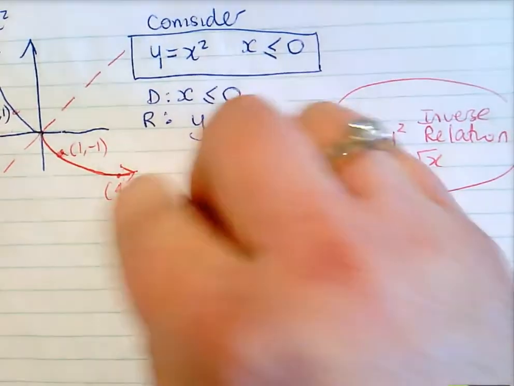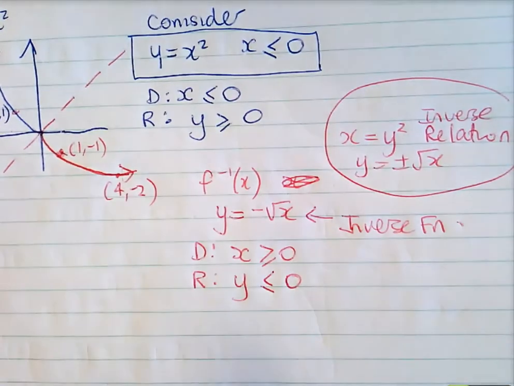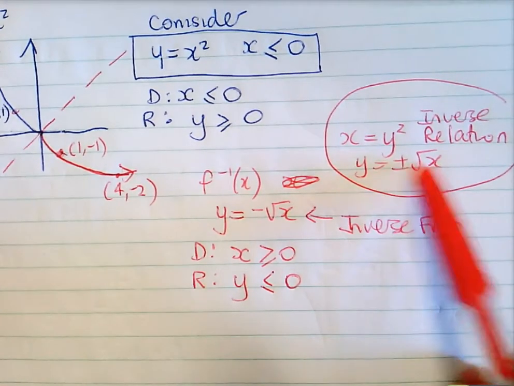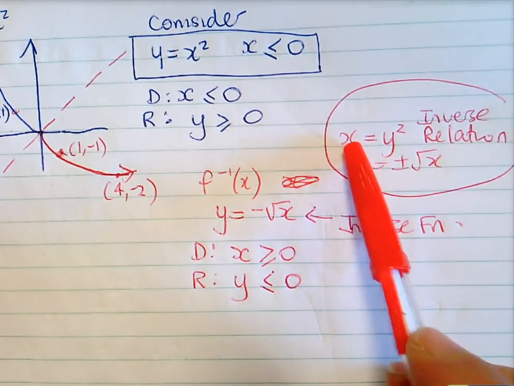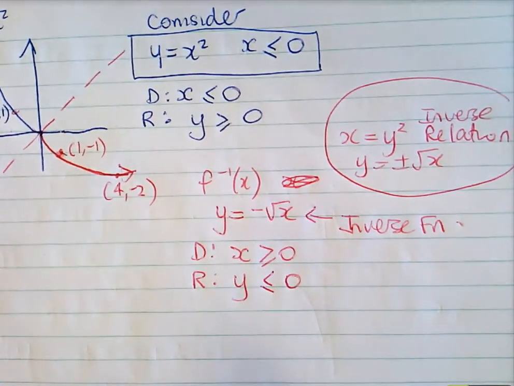The inverse relation is the full sideways parabola, which I haven't drawn. If I sketch x is y squared, it's the whole parabola, but we can't draw the whole lot. We just want the function.